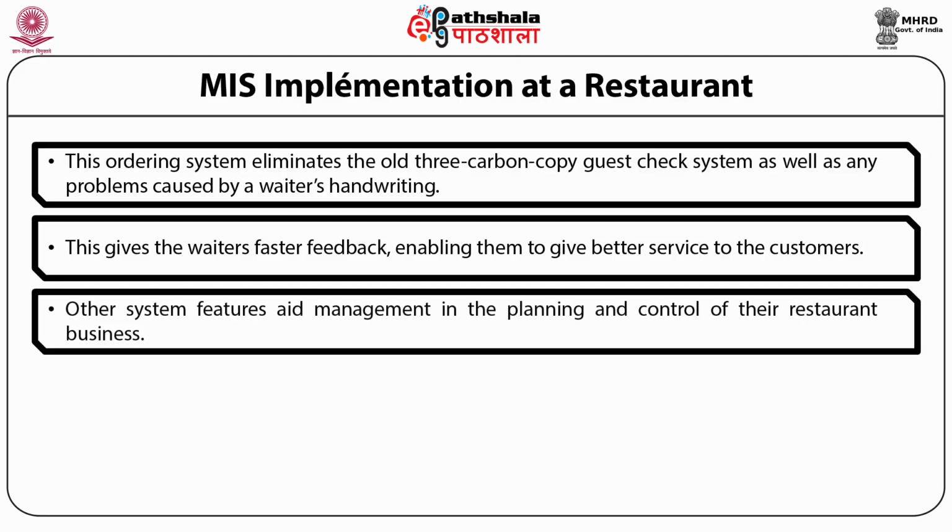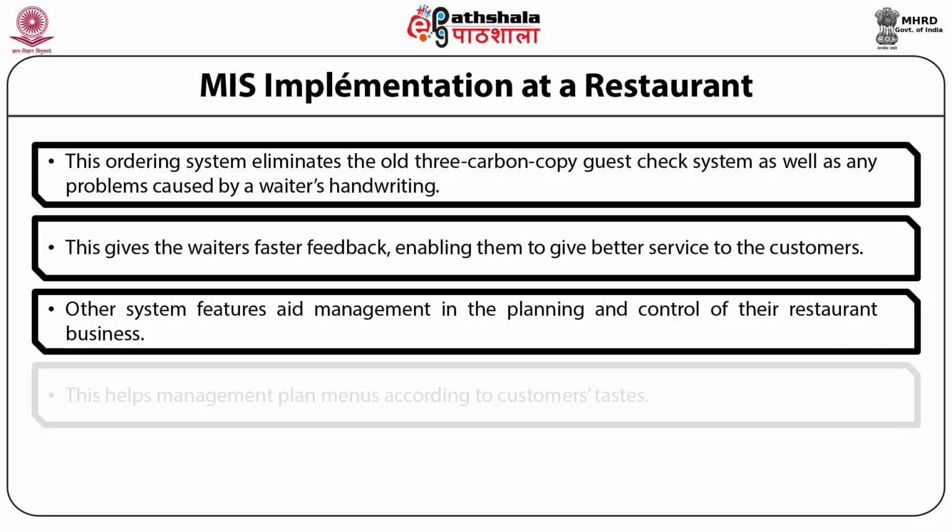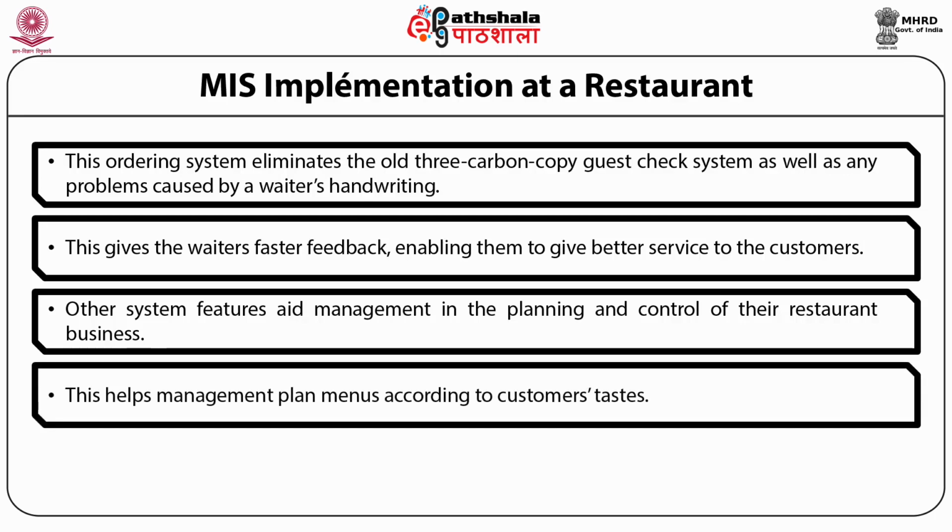Other system features aid management in the planning and control of their restaurant business. The system provides up to the minute information on the food items ordered and breaks out percentages showing sales of each item versus the total sales. This helps management plan menus according to customers' taste. The system also compares the weekly sales totals versus food cost, allowing planning for tighter cost control.